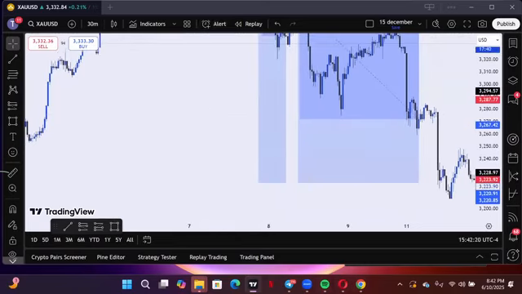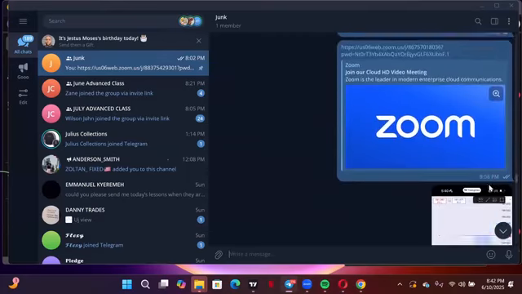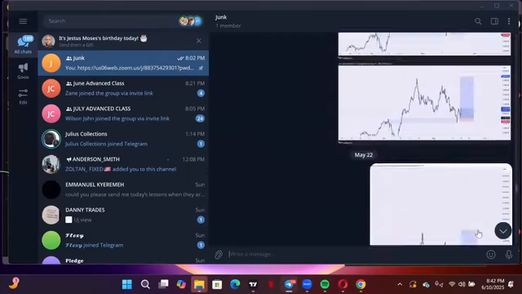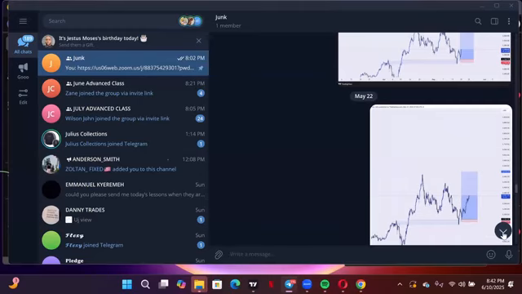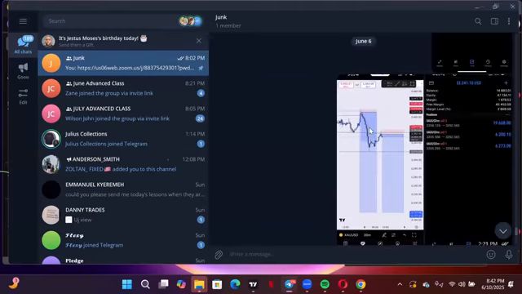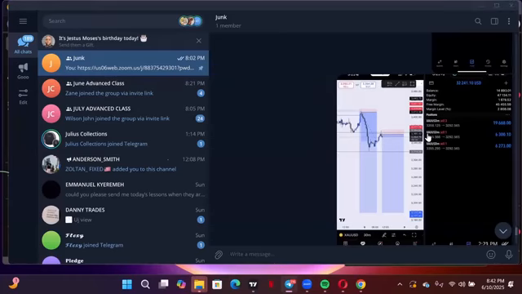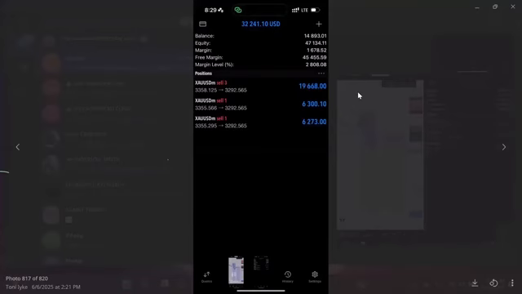Second one, the same thing. First entry, I already showed it. The second entry is this breaker block here. I entered later after the market hit the end, but it's the same thing. So this was the same trade. This was the trade right here.